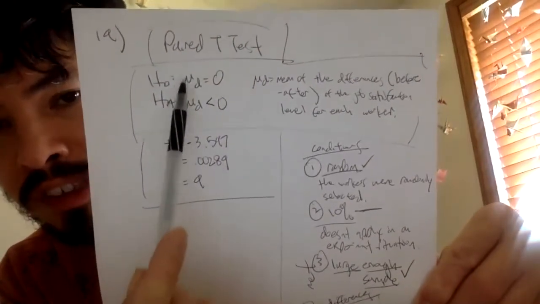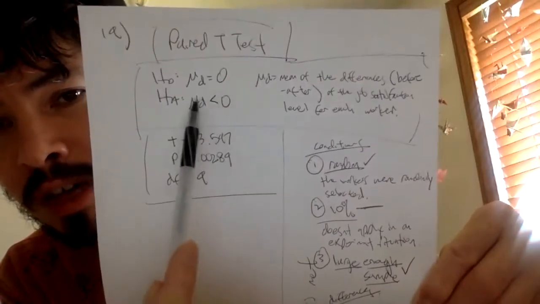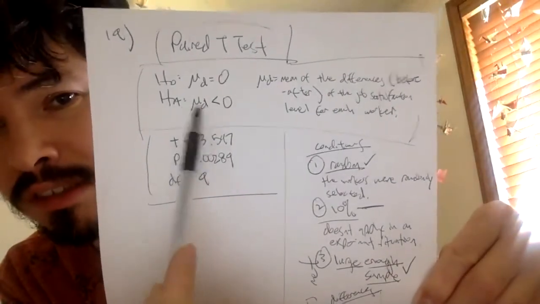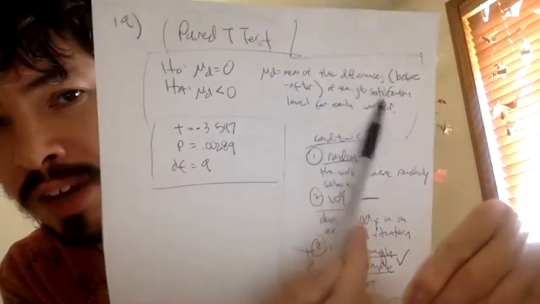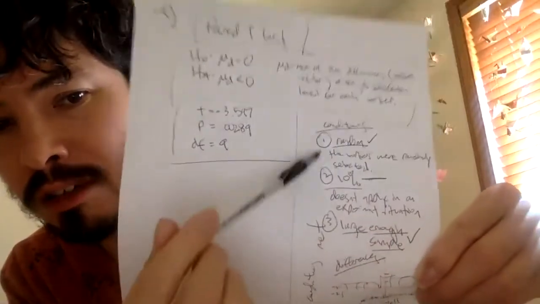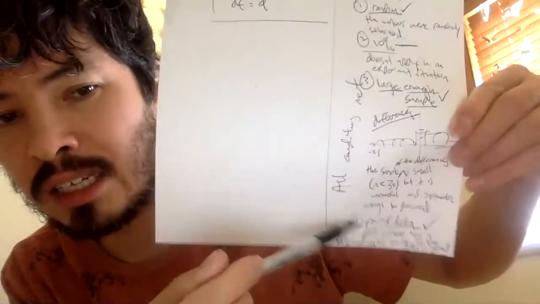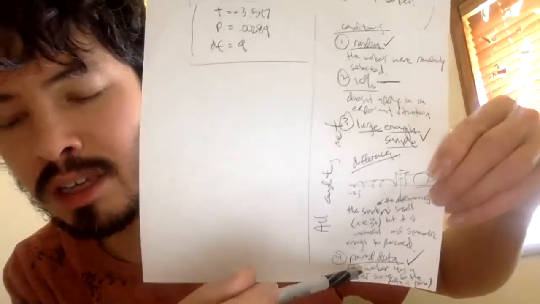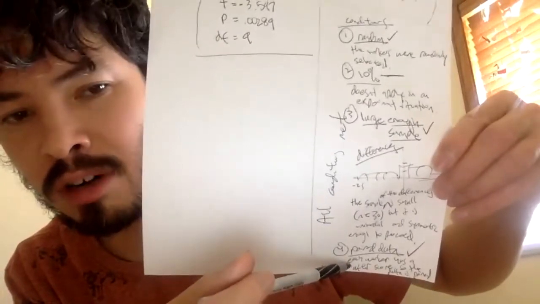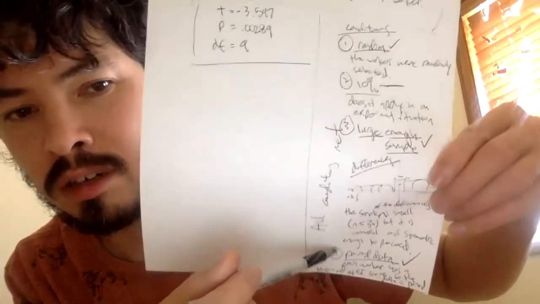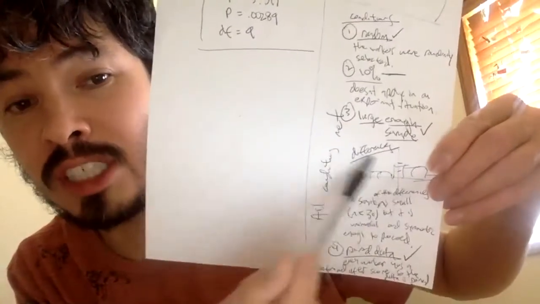So name it. Write your hypotheses. The mean of the differences equals 0, and it's always going to be the mean of the differences. That's how you write paired t-test hypotheses. Define that mean of the differences. Check your conditions. Paired data condition: the data are naturally paired. Each subject has a before and after score. It's naturally paired.